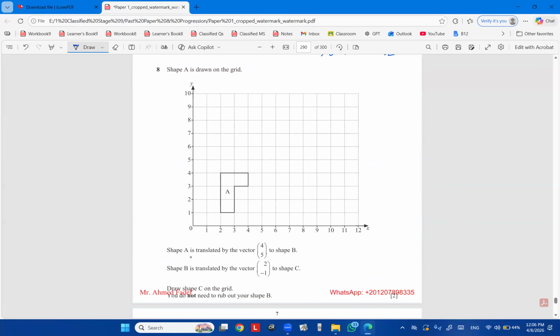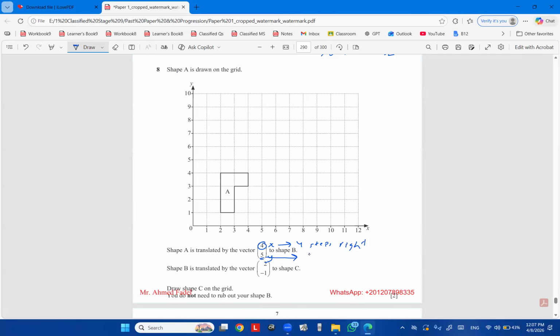The question says that shape A is translated by the vector (4, 5) to shape B, which means the first number represents the change that happened to the x. The second number represents the change that happened to the y coordinates. So this is positive. It means that it moved to the right 4 steps. So this one here means 4 steps right. If it was negative, it would have been 4 steps left.